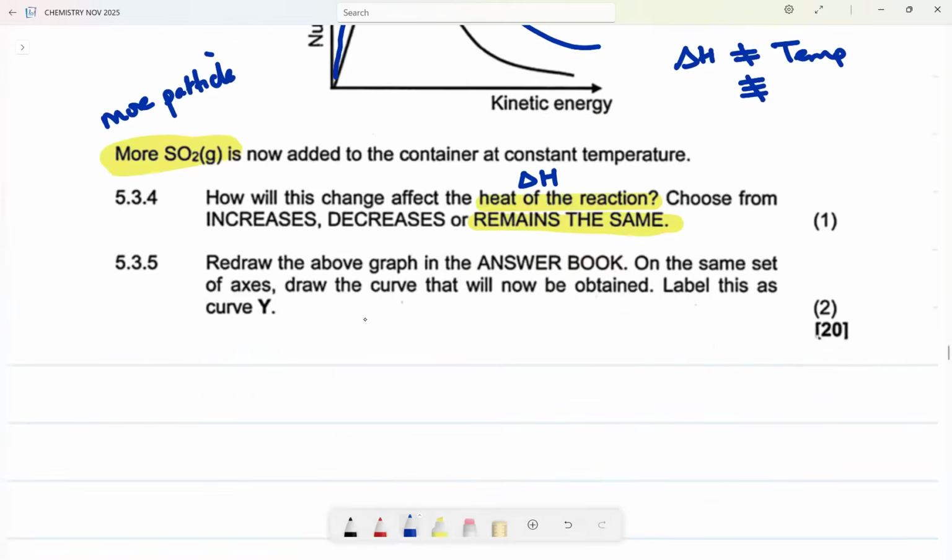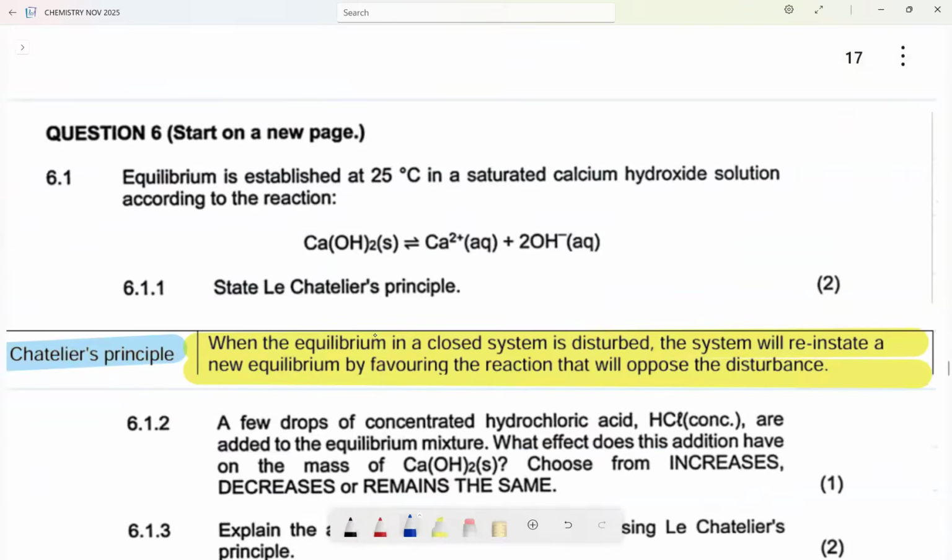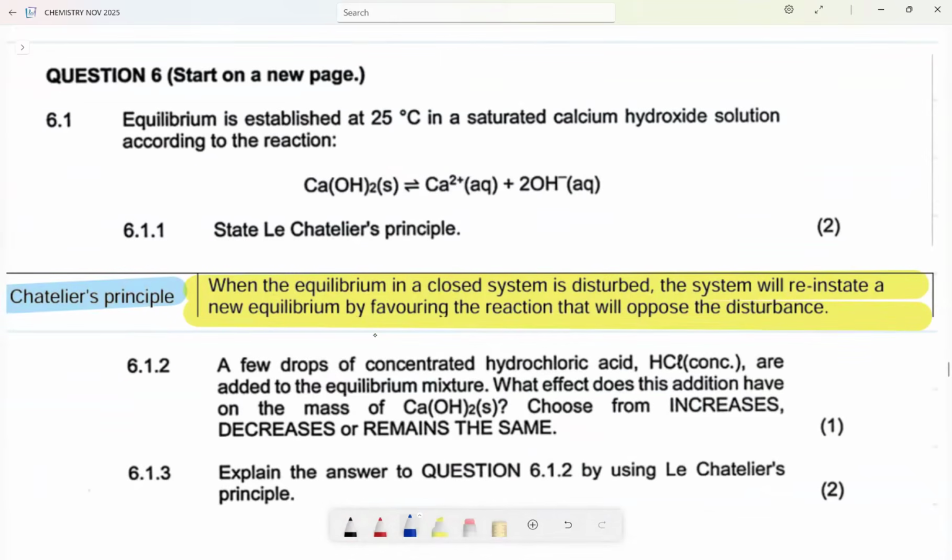It was very beautiful. Let's move on to question 6, chemical equilibrium. Question 6 says equilibrium is established at 25 degrees Celsius in a saturated calcium hydroxide solution to form calcium ions as well as 2 moles of hydroxide ions. State Le Chatelier's principle. Le Chatelier's principle says when the equilibrium in a closed system is disturbed, the system will reinstate a new equilibrium by favoring the reaction that will oppose the disturbance.